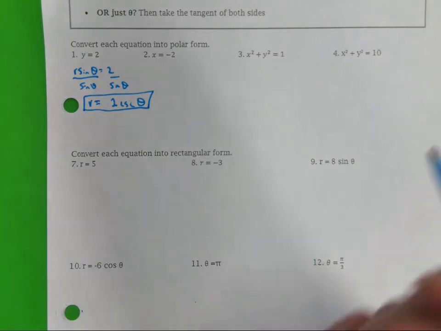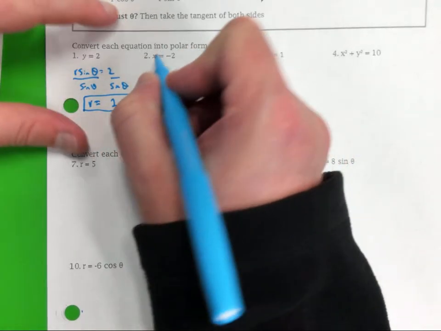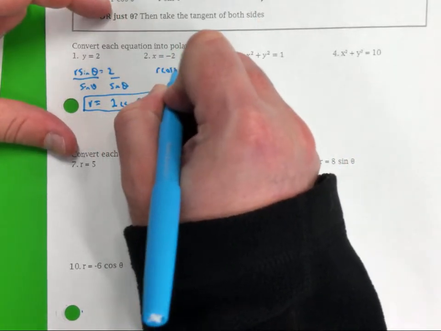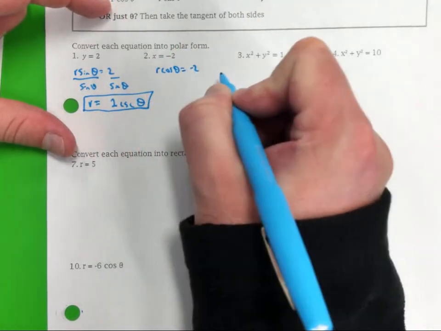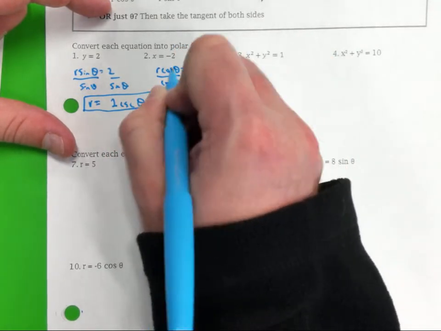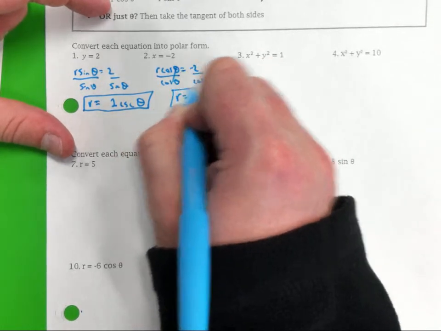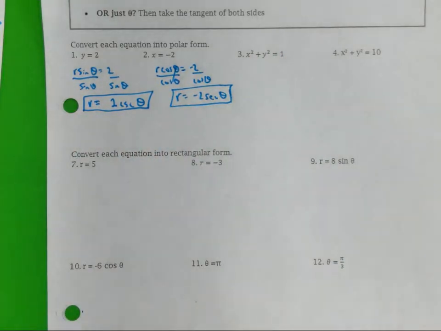Number 2, I want to get rid of that x. So what am I substituting there? Now I want to get that r by itself, so I'm going to divide both sides by what? So r equals negative 2 secant theta is your equation. And you know you're done because you got your x and y gone. They're gone. This is not on your quiz tomorrow. This first part is pretty easy.